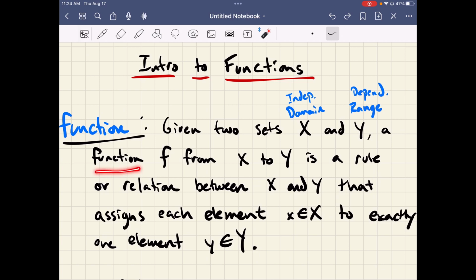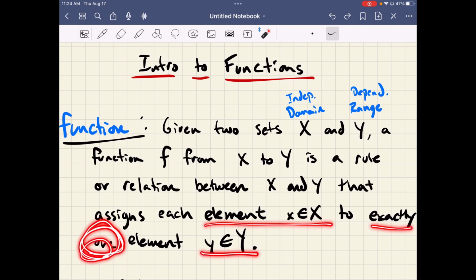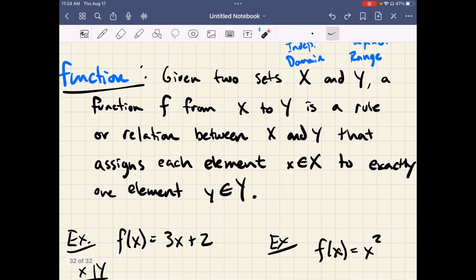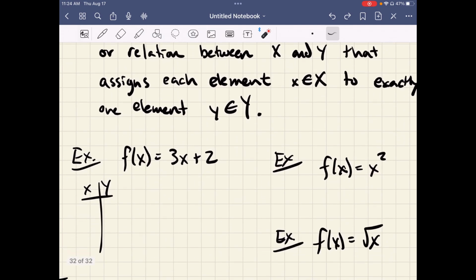Then we're going to have a function, which is just a rule or relationship between both of those sets, such that when we do that, there can only be one element of x to exactly one, and that's big, exactly one element of y. All right. So let's take a look at some examples. We can see what some of those rules look like and see what that definition really means.